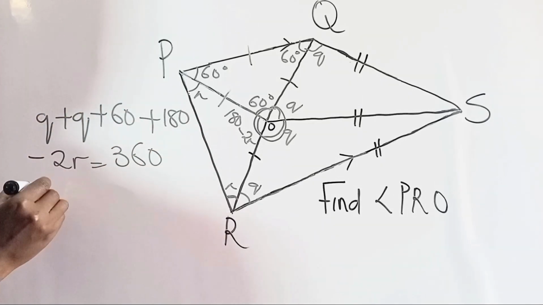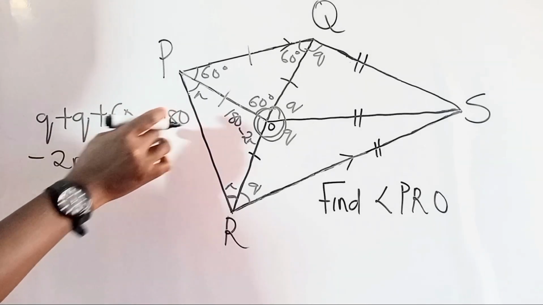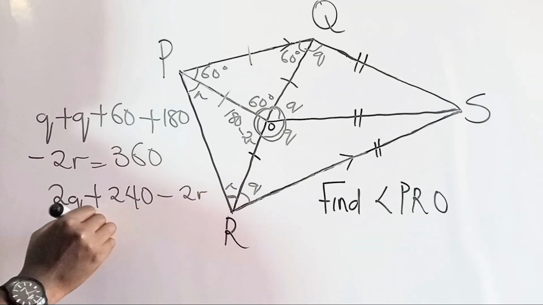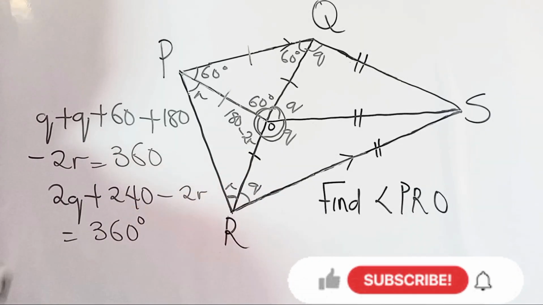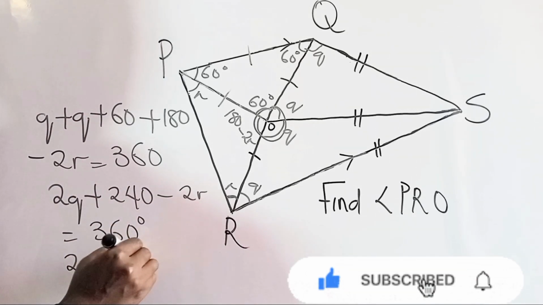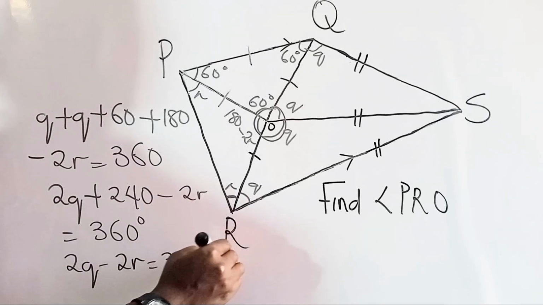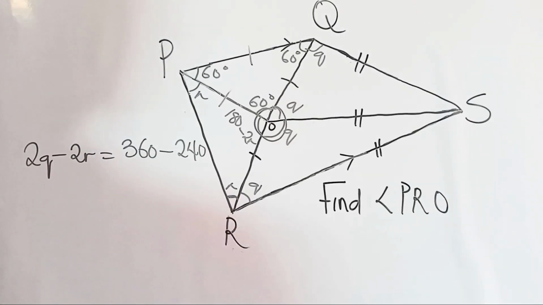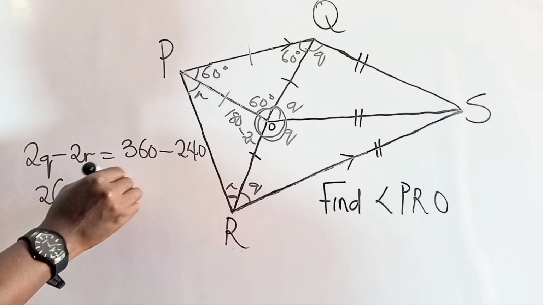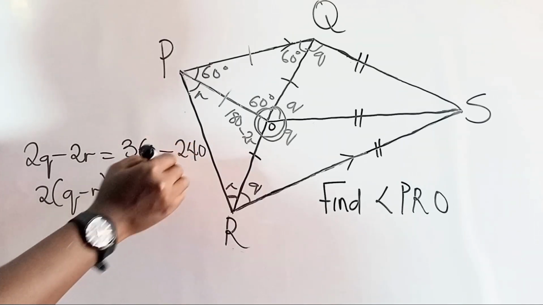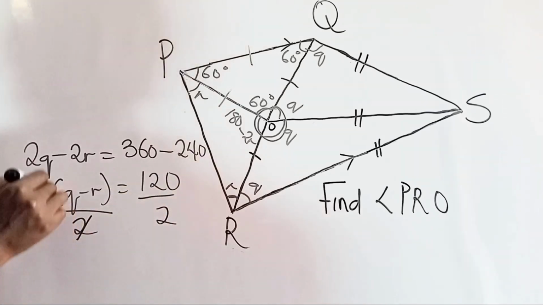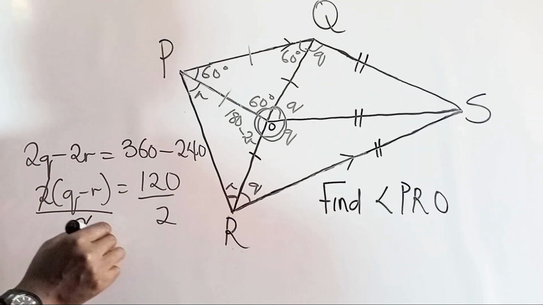Okay, so Q plus Q would give 2Q. 60 plus 180 would give 240, minus 2R, equals 360 degrees. Okay, now we are going to subtract 240 from both sides. We now have 2Q minus 2R equals 360 minus 240. Let's factor out 2 that is common to both terms here. We have 2 times (Q minus R) equals 360 minus 240, which would give us 120. Okay, so we divide both sides of the equation by 2. So we have Q minus R equals 60.